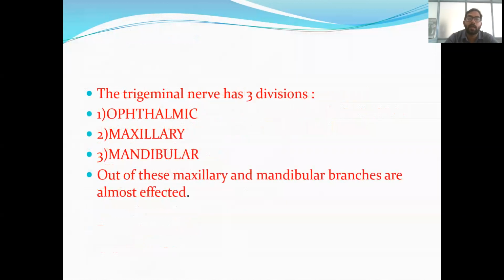As you all know, the trigeminal nerve has three divisions: the ophthalmic division, maxillary division, and mandibular division. Out of these, the maxillary and mandibular branches are most commonly affected. The ophthalmic branch is least affected in this scenario.